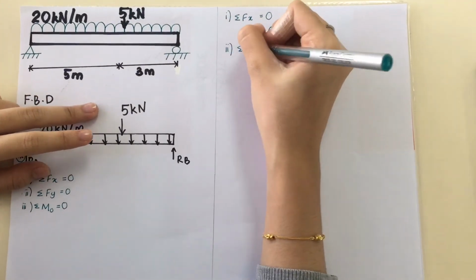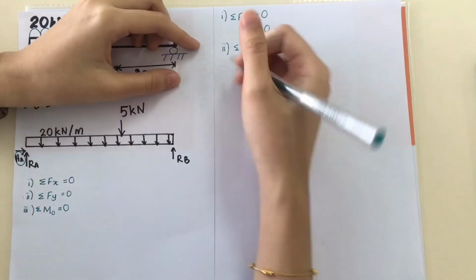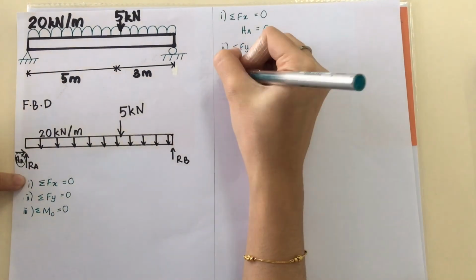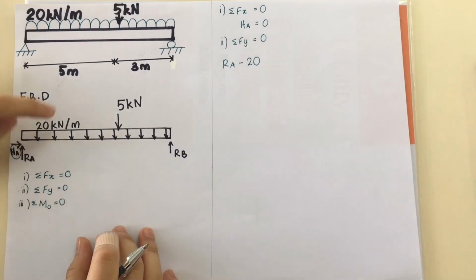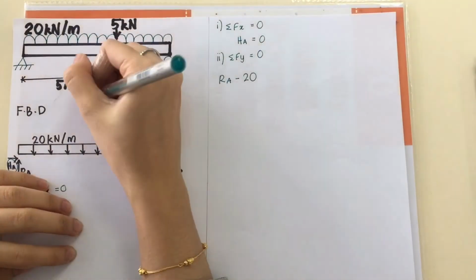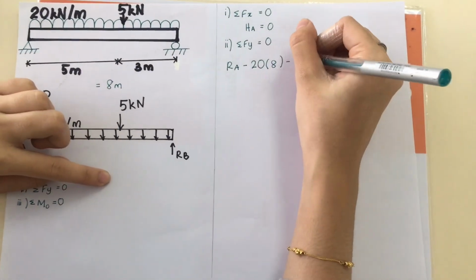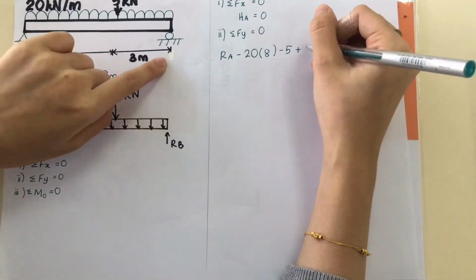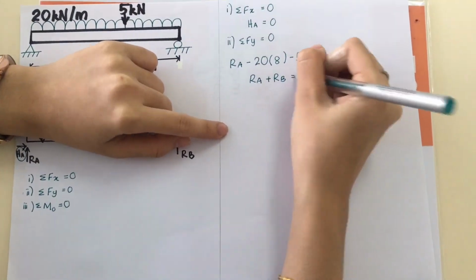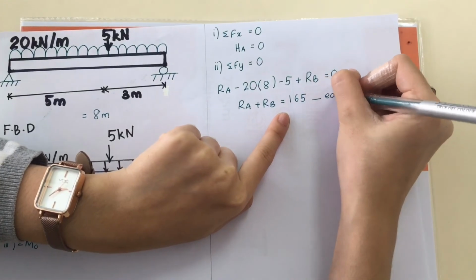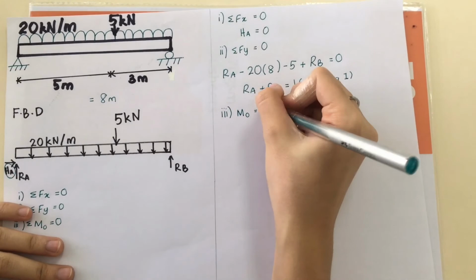The second one is total of Fy equal to 0. So the first is RA. The RA is going upwards, so it is positive, and the 20 kilonewton per meter is negative because it is going downwards. It has to be multiplied with the length because it is a UDL, and then minus 5 since it's going downward, and plus RB equal to 0. And calculate everything and mark it as equation 1.